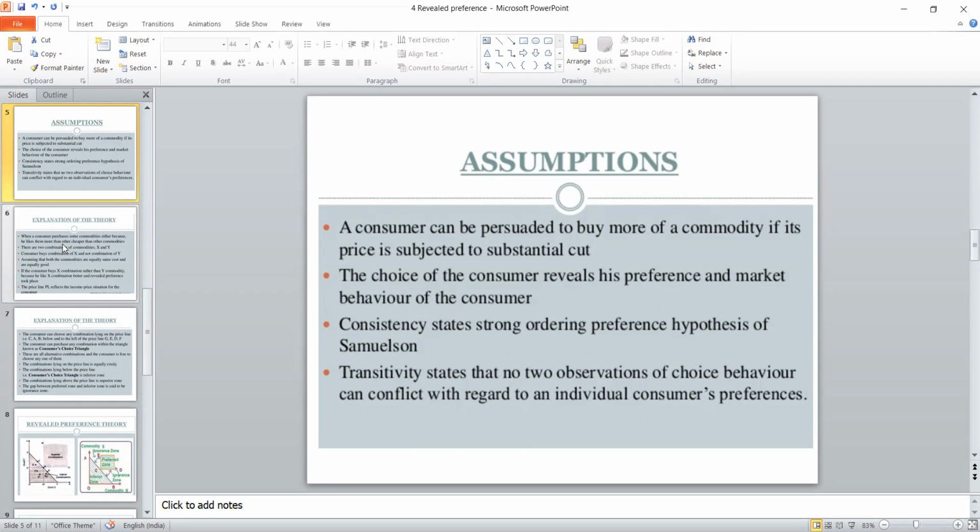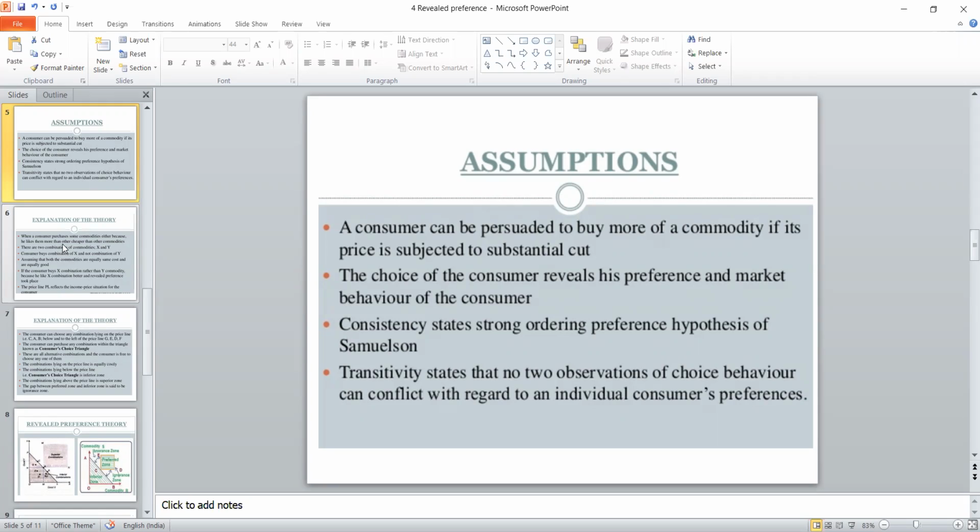The choice of the consumer reveals his preference and market behavior. Suppose he chooses this much X and this much Y, it is nothing but his own choice. There is no restriction while choosing how many X and how many Y. So that assumption is needed. He is free from all market situations and other factors because he has the right to choose any combination.